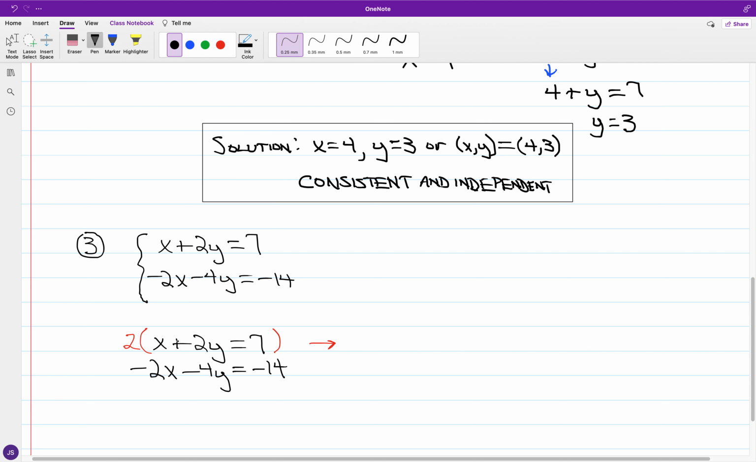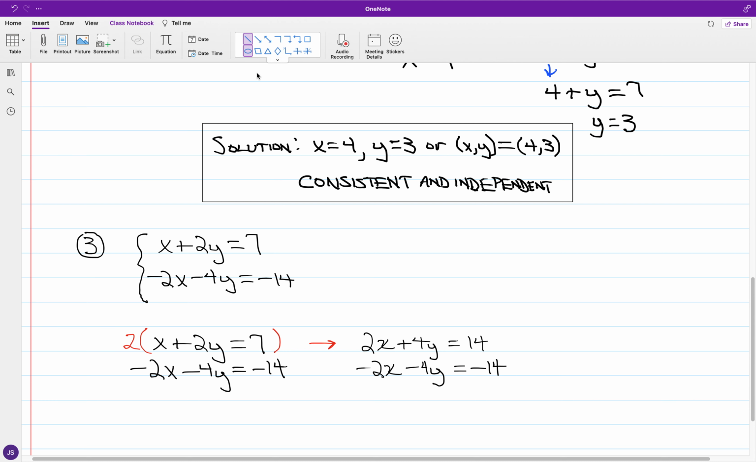Upon doing so, in doubling the first equation, this will become 2x plus 4y is equal to 14. And again, just leaving the second equation as it is, so negative 2x minus 4y is equal to negative 14.